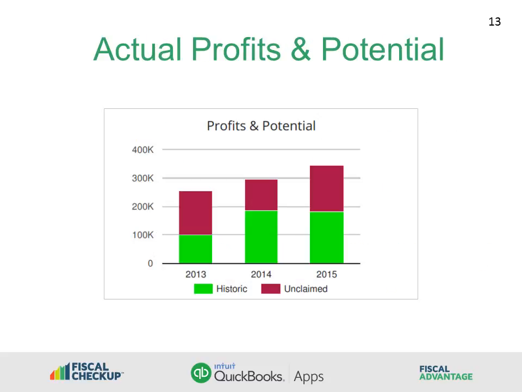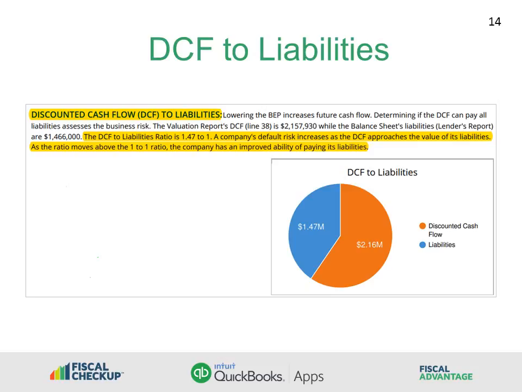The bar chart shows the profits in green and what profits could have been generated if the attainable level had been achieved. This graph is a very important ratio that indicates a company's risk level. This ratio is the value of the future income stream of the company, the discounted cash flow, compared to the company's total liabilities. The narrative discusses the ratio of liabilities to the value of the company in more detail. This is an important ratio since it estimates the ability of the company to pay its liabilities with future cash flows.